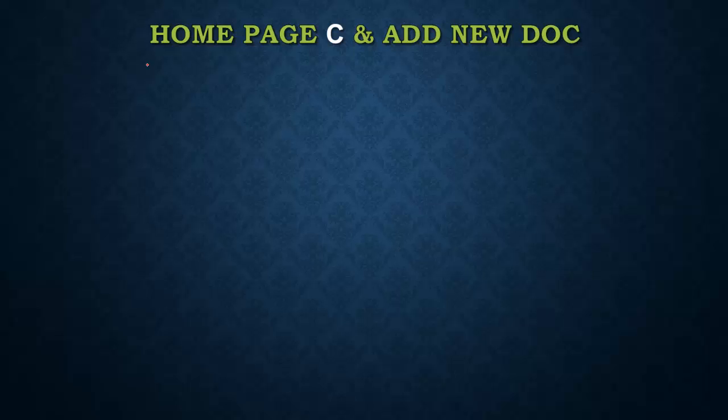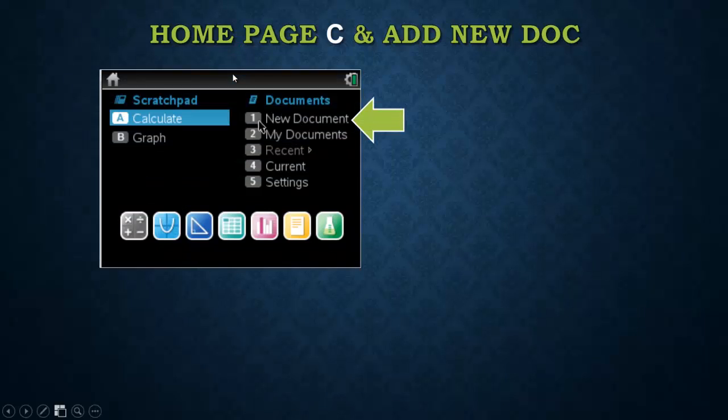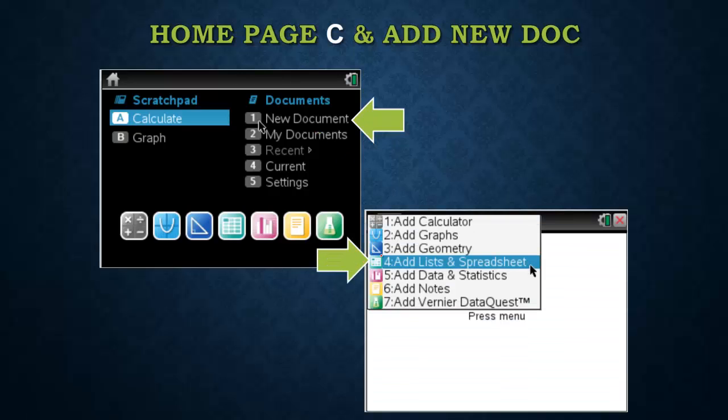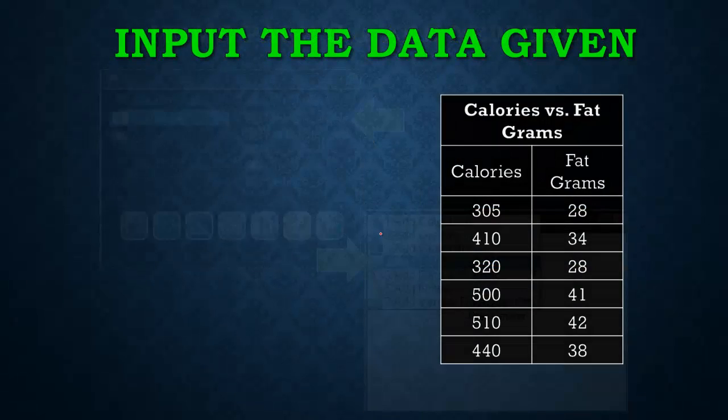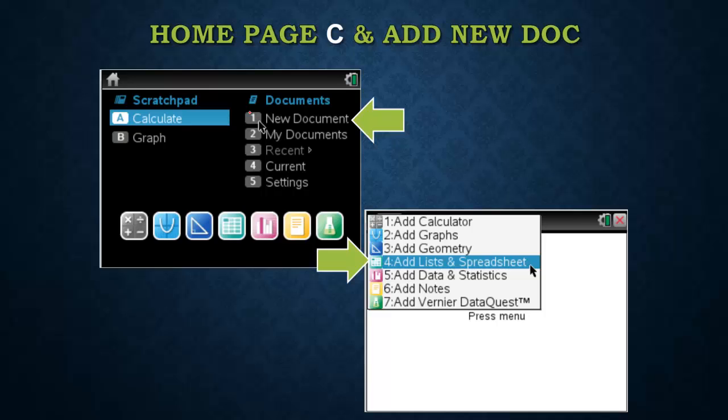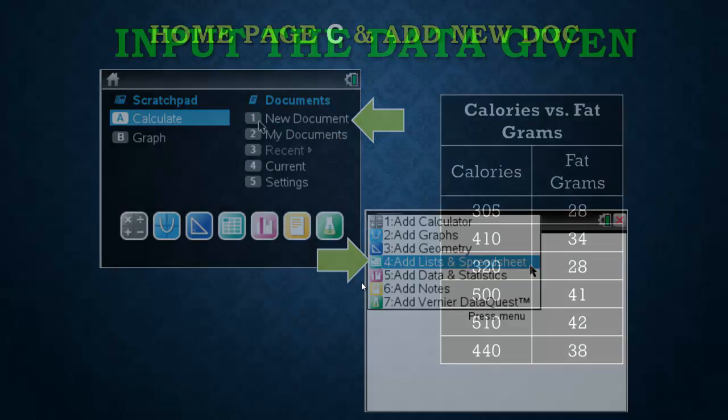So basically you're going to start off with the home page. That's the one that looks like a little house. And then you are going to add a new document. So there's a new document. This is the home page. Then you are going to go to add lists and spreadsheet. So go back to that. So that's basically new document, and then number 4.